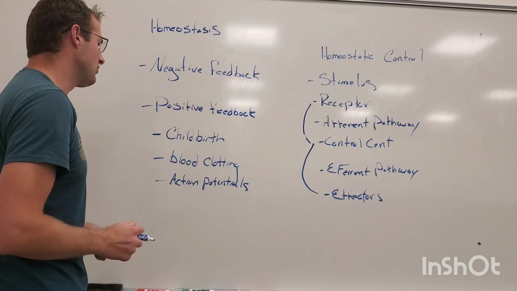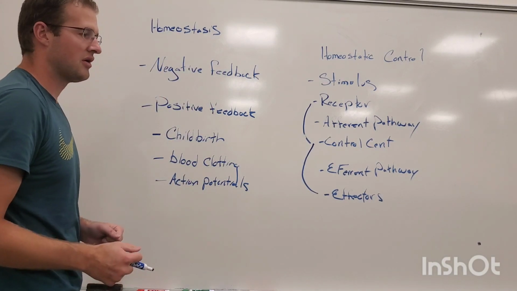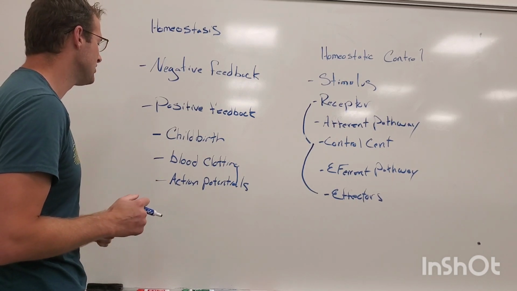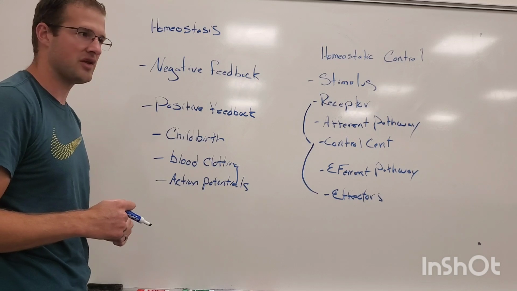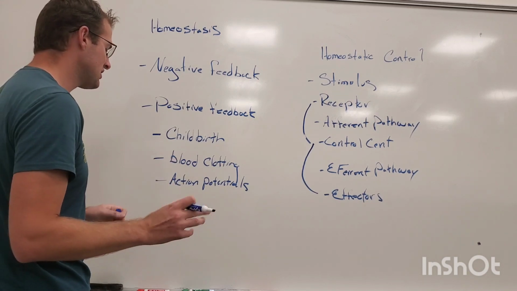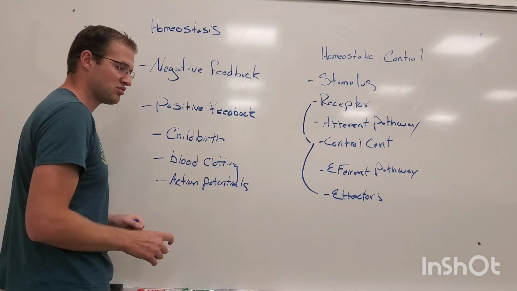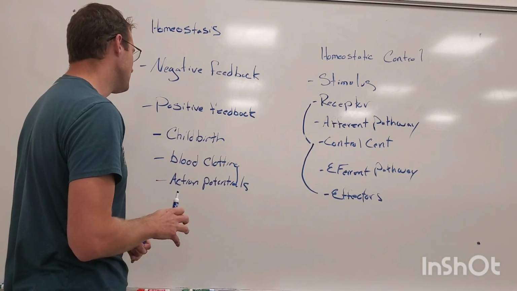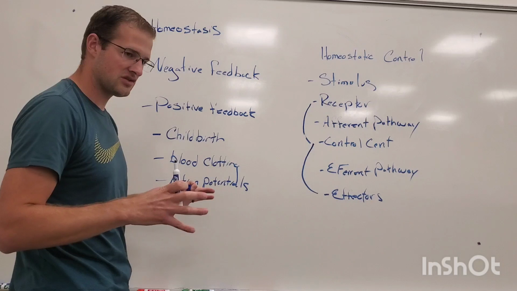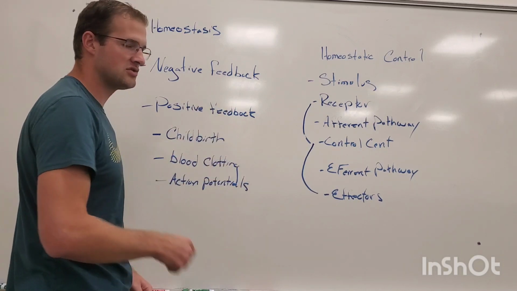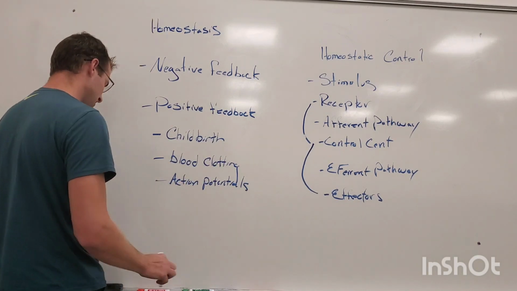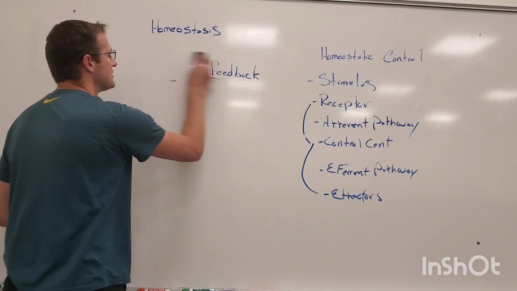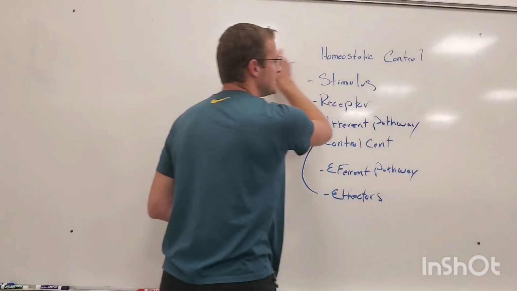Childbirth, when a woman starts to go into labor, her cervix will start to stretch. That'll send a message back up to the brain. The brain will then make a decision. It'll release oxytocin, and oxytocin will actually promote contractions. More contractions bring more stretching at the cervix, and the cycle continues and continues until the child is delivered. So those are a couple examples of positive feedback with homeostasis.